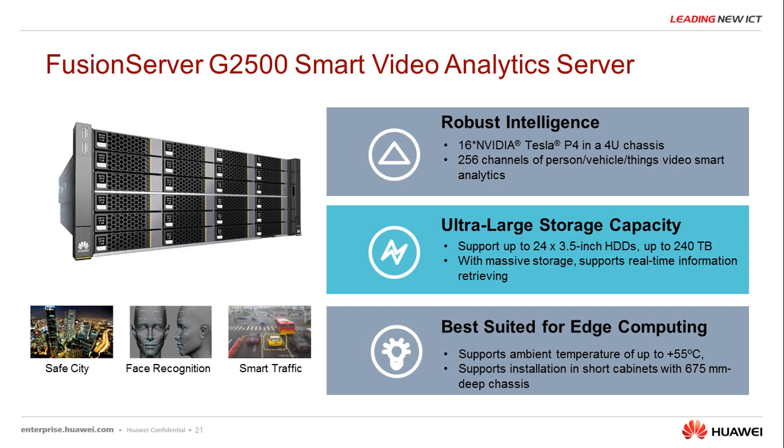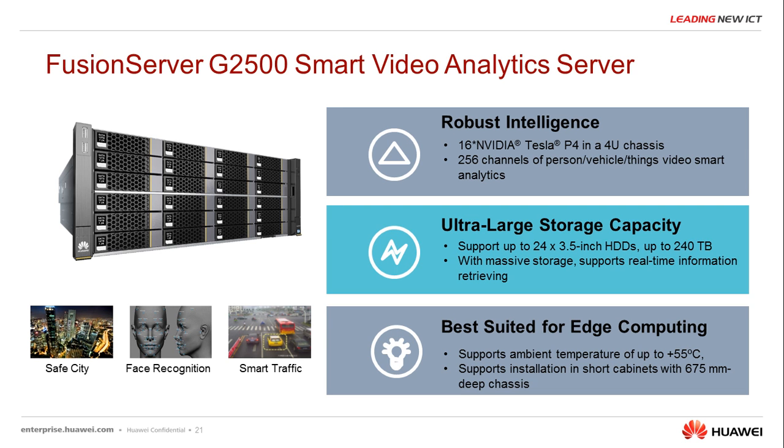Fusion Server G2500 has 3 outstanding features listed on this slide. First is its robust intelligence. A 4U chassis supports 16 half-height, half-length heterogeneous accelerator cards, such as GPU, MIC, and FPGA, meeting the requirements of 256-channel HD video stream analysis and inference. It also has an ultra-large storage capacity, with support for 24 3.5-inch hard drives with up to 240 terabytes of local storage capacity, meeting the long-term storage requirements of multi-channel video streams.